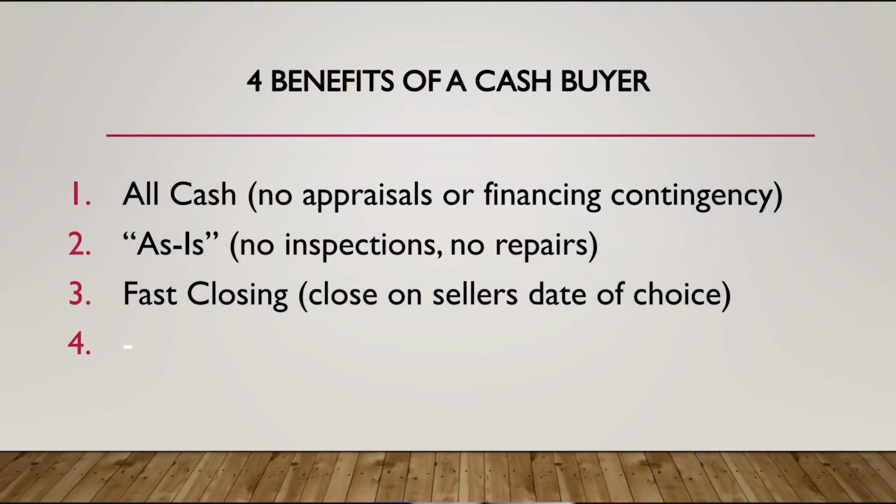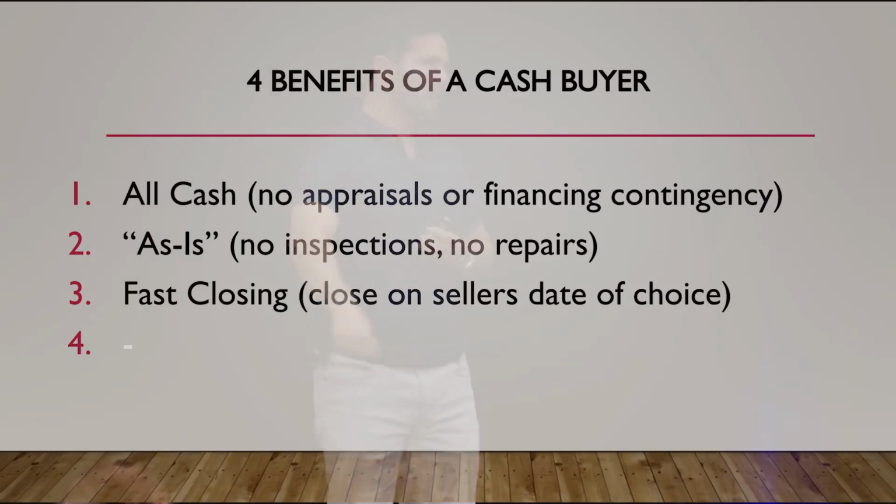The third one is fast closing, and this is a big deal, right? Remember urgency? So we tell sellers, you pick the closing date. We'll close whatever day you want to close. As long as title's clear, we'll close in 10 days, 2 weeks, 30 days, you tell me. What does that provide for a seller in a distressed situation? Lots of peace of mind, speed and convenience, remember.